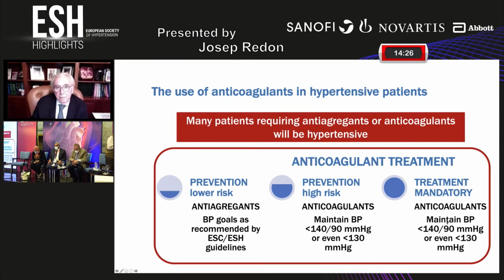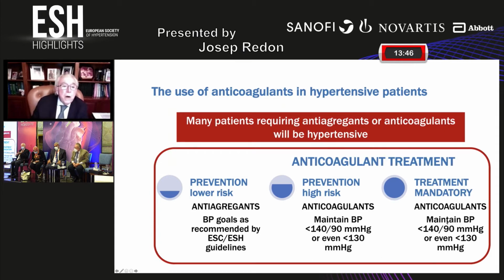Many patients requiring antiaggregants or anticoagulants will be hypertensive. And in this case, if you need anticoagulant treatment, and the treatment is mandatory, in some of those situations you need to maintain blood pressure below 130. If you need anticoagulant treatment, but the intervention is not mandatory and depends on the risk, then you need to assess the risk first at the time of starting the treatment.